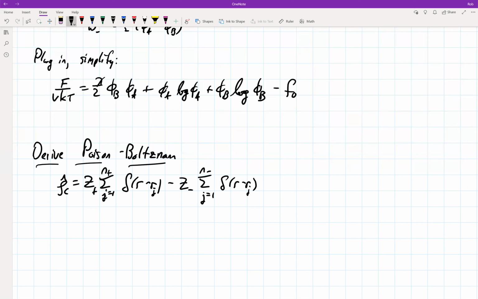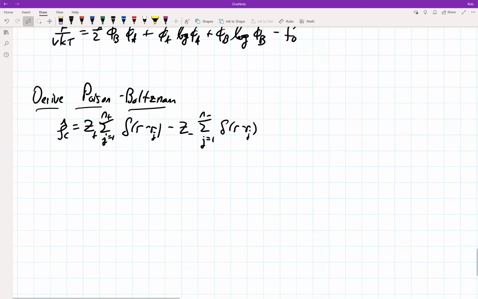So make sure that the notation here is clear. So we're going from j equals 1 to N plus, and so that's the number of cations. Z plus and Z minus is the magnitude of the valency of the two different species. So we have both plus ions and minus ions floating around, and we have N minus of the total anions.